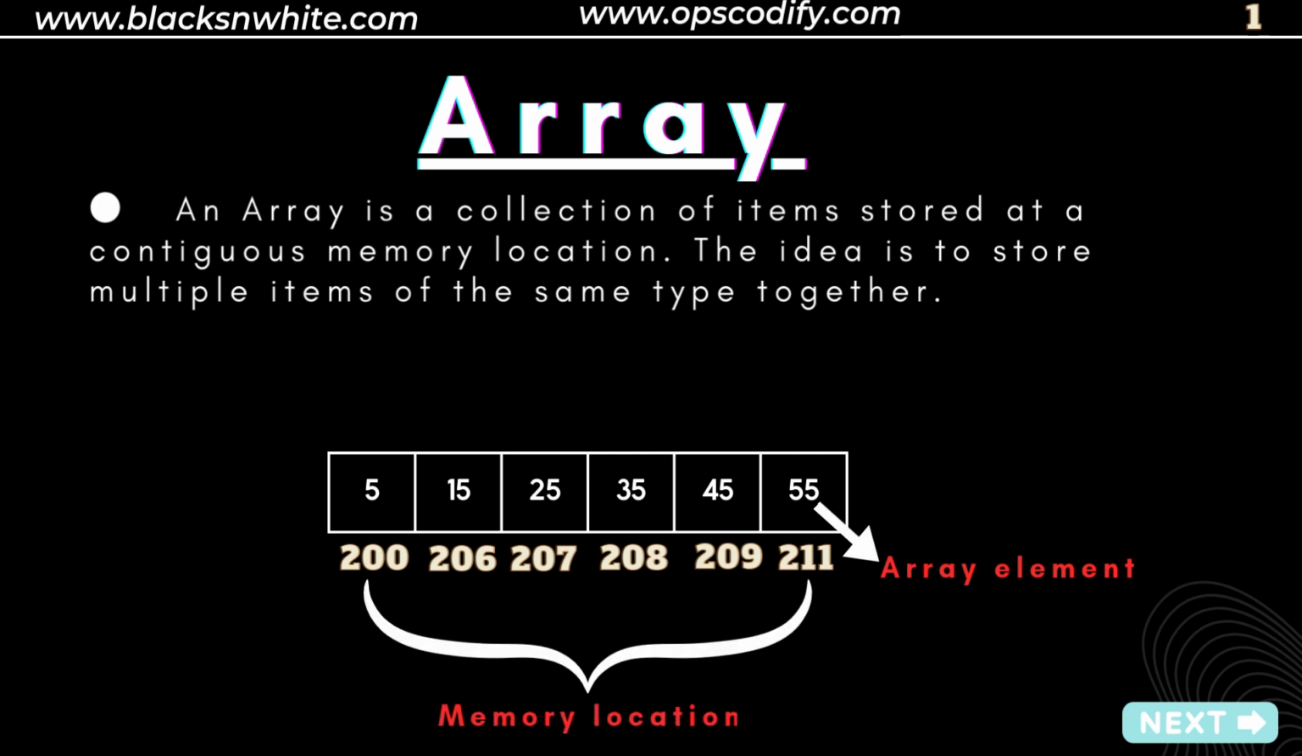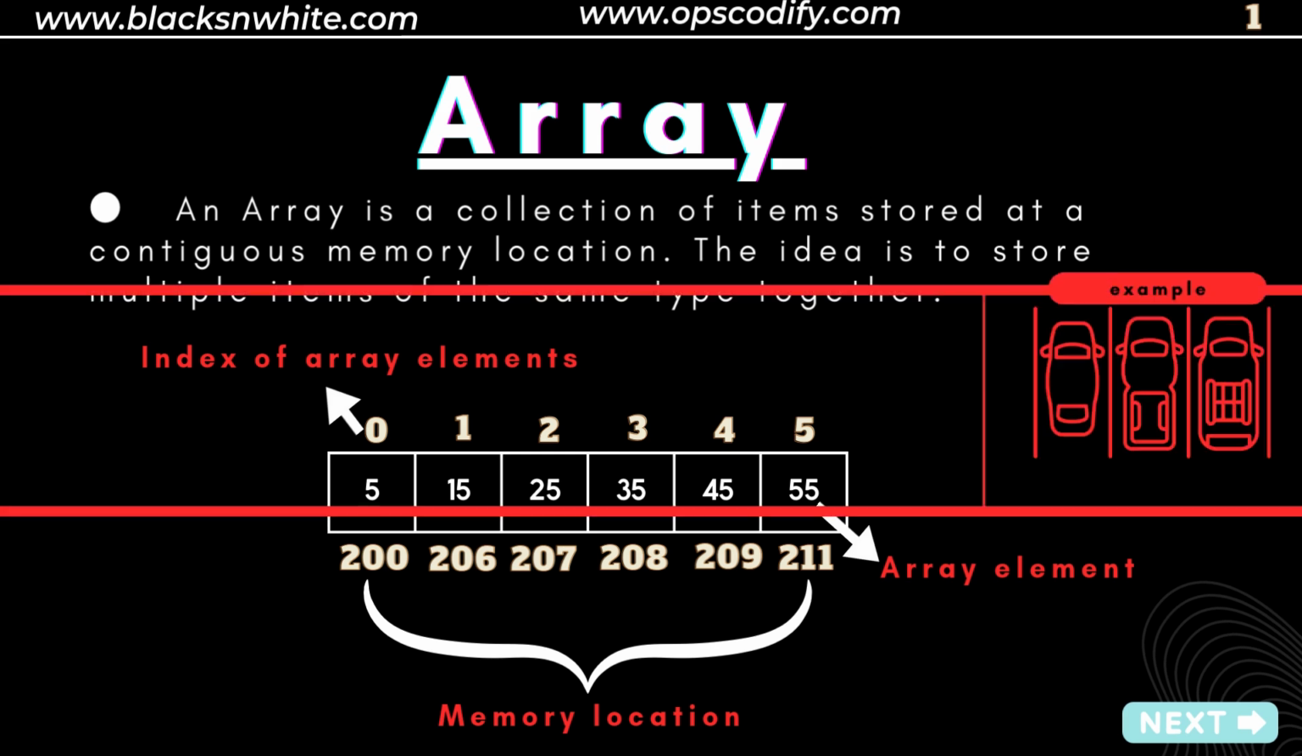Every element in an array has an index number. The index starts from 0 and goes upward, so the first element is at index 0, the second at index 1, and so on. This indexing allows us to directly access any element quickly.